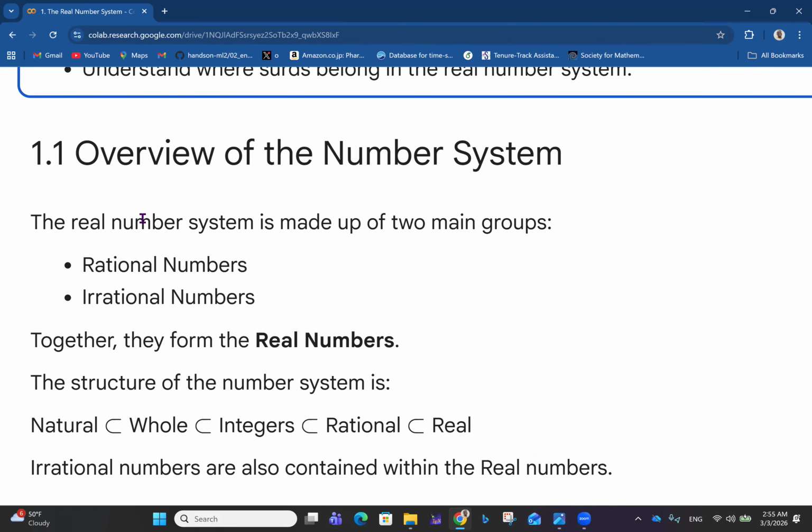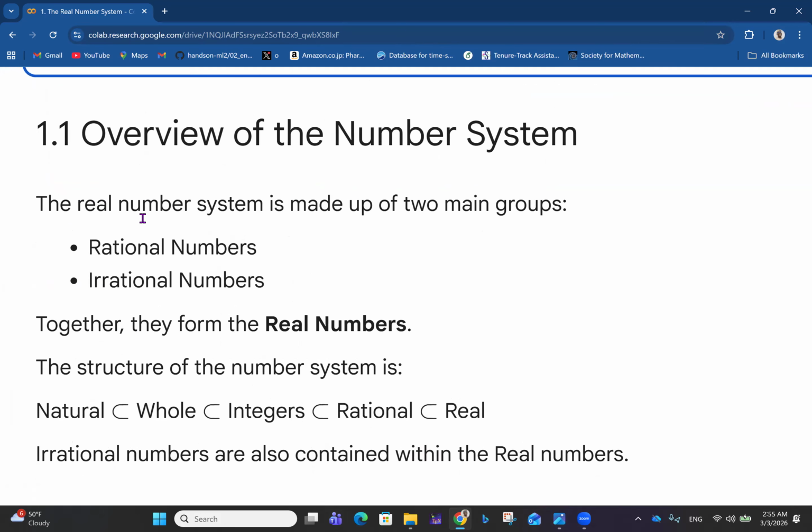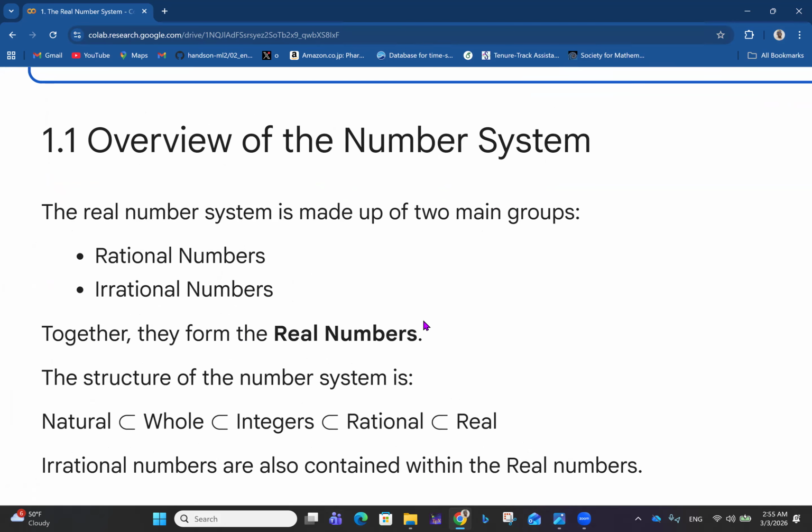So the real number system is made up of two main groups. We have rational numbers and irrational numbers, and together they form the real numbers. So rational numbers plus irrational numbers give you real numbers. That's what that simply means. The structure of the number system is like this. You have natural numbers being a subset of whole numbers. Whole numbers are a subset of integers. Integers are a subset of rational numbers, and rational numbers are a subset of real numbers. Irrational numbers are also contained within the real numbers.